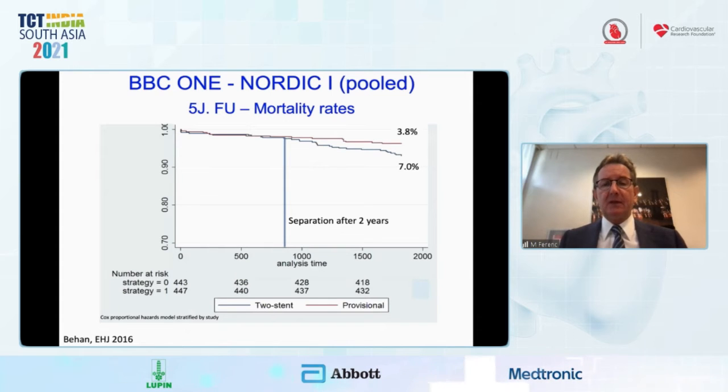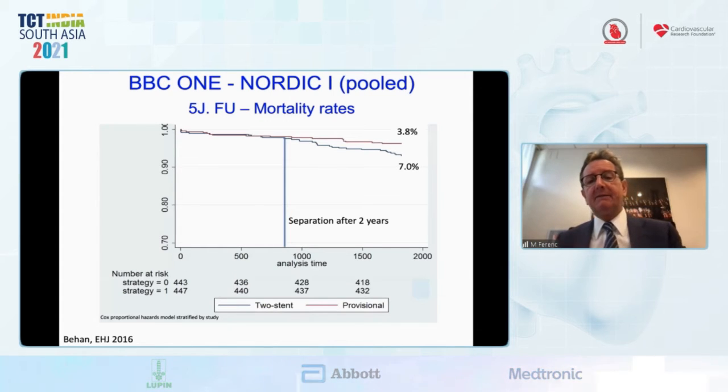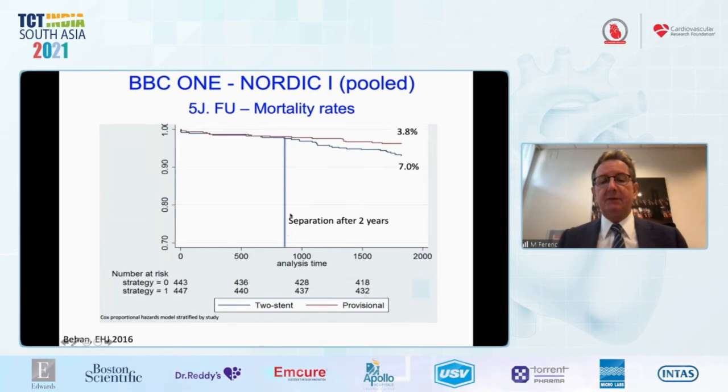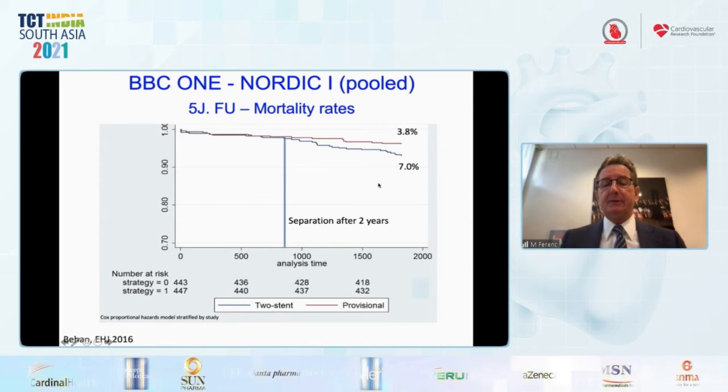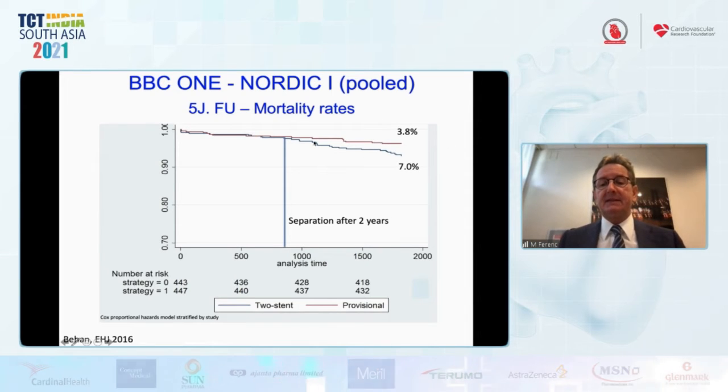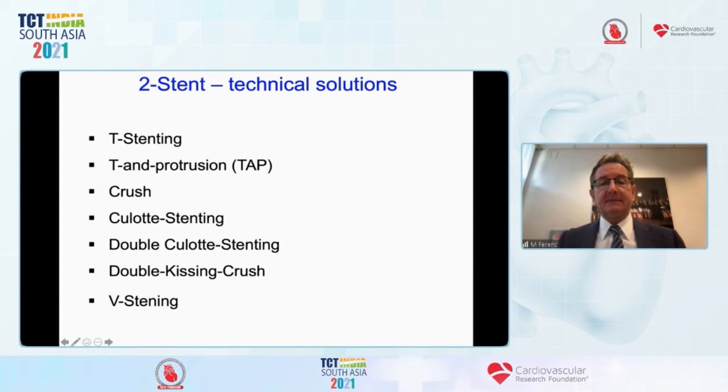And you know this data, even if you follow up the patients for a longer time, you have the impression after 2-3 years there is a curve separation telling us there is maybe higher mortality in patients with double stenting. But don't forget, all these studies were done with first generation drug eluting stents. And we now have different technical approaches.